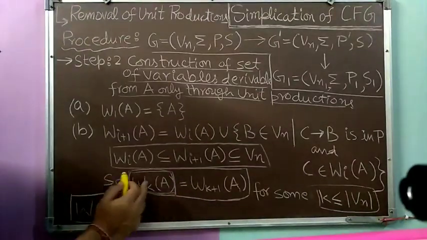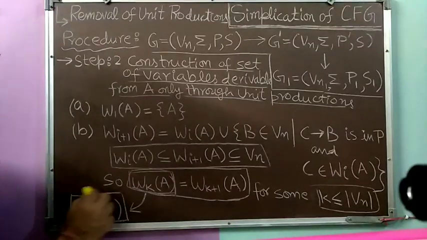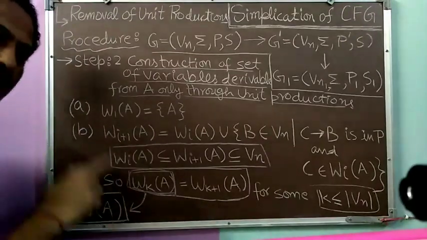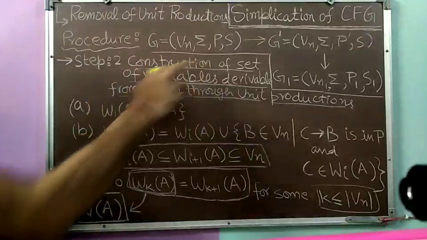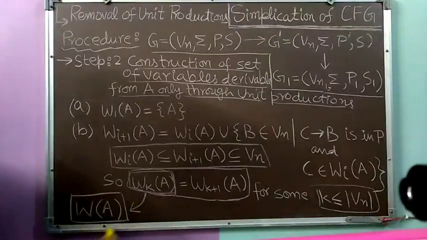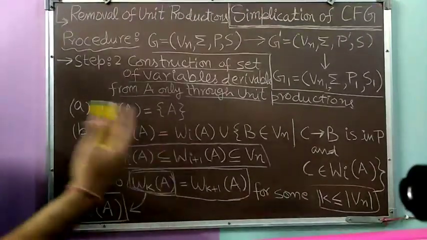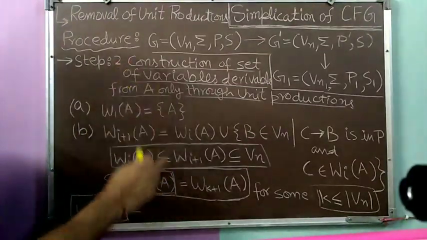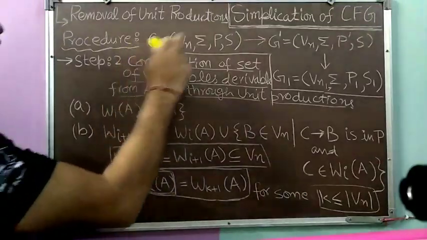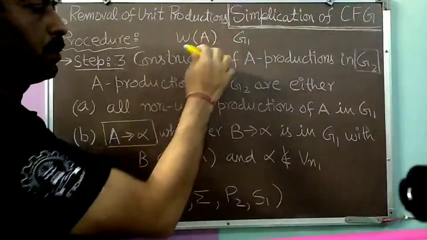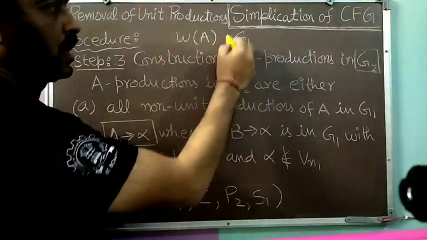Whenever we find such a situation, this Wk of A will be treated as W of A. This Wk of A, or we can call it W of A, is the set of all variables which are derivable from A only through unit productions. So that was our purpose: construction of a set of variables derivable from A only through unit production. This work we have to do for all the variables present in the grammar under consideration, whether it is G, G dash or G1. As in the previous step, step 2, I have found W of A for each variable A in our grammar G1, which is the grammar under consideration.